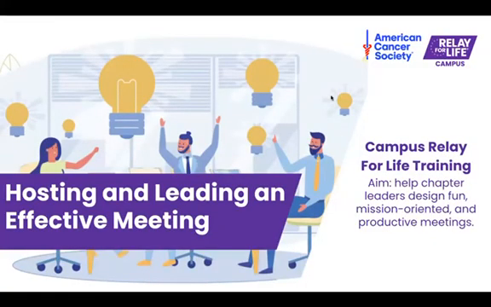One of the most important parts of being an effective Relay for Life campus leader is having strong chapter meetings. Your meetings should be exciting, they should be mission oriented, and they should be productive. This training will help teach you how to be an effective leader and create a meeting environment where everybody feels like they can be a part of the ACS mission and leaves the meeting feeling what they're doing is positively contributing to the goals and missions of the American Cancer Society.